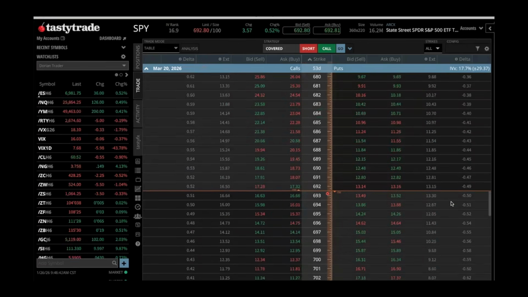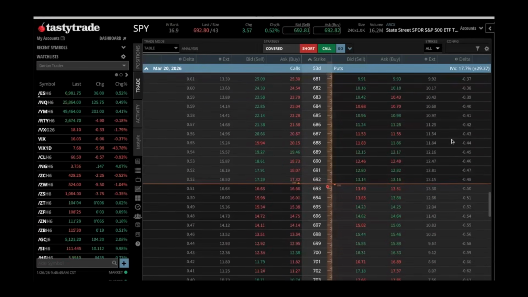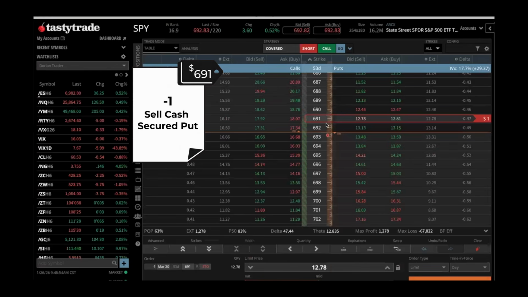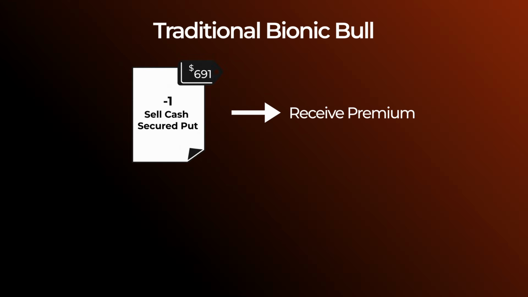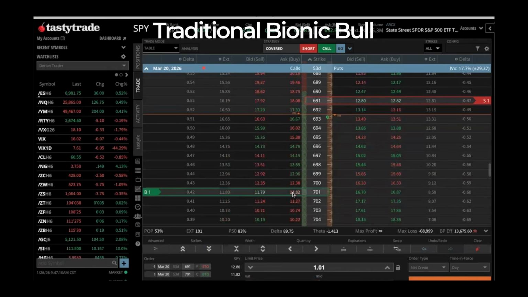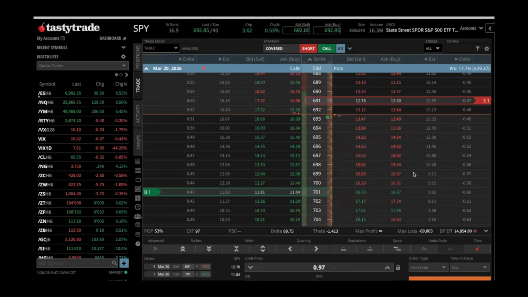So if I was doing a regular, traditional Bionic bull, let's just say I wanted to sell this right here at the 691, sell a cash secured put, going back to that. If I turn it into a Bionic bull, I would take some of those monies and buy a call. So let's just say we decided we were going to buy this call right here at the 701.